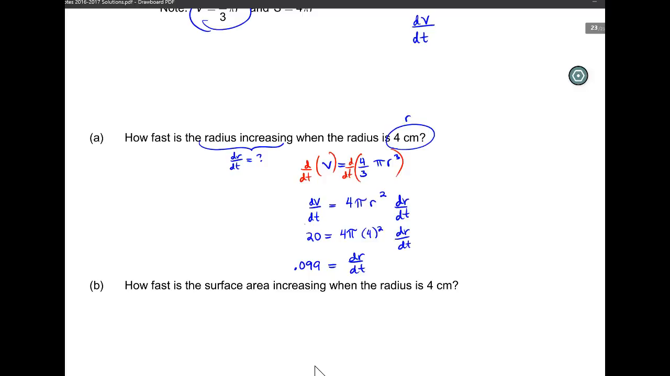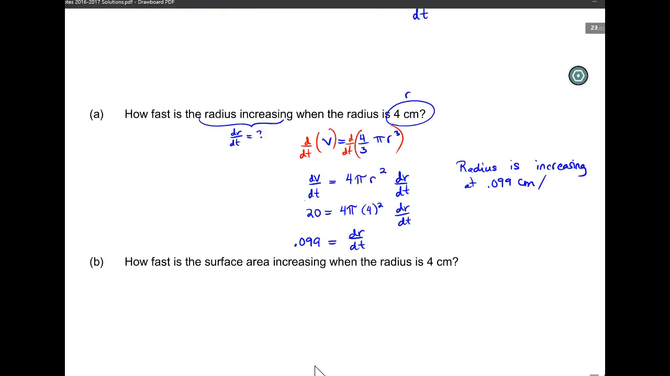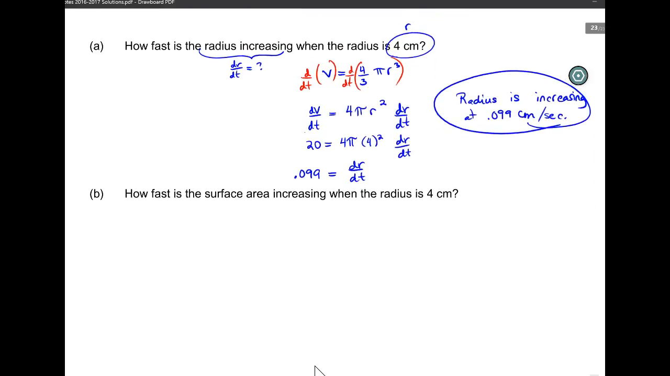So how fast is the radius increasing? The radius is increasing at 0.099 centimeters per second. All right, how fast is the surface area increasing when the radius is 4 centimeters? So how fast is the surface area increasing? That's a dS dt. So now we're going to work with the surface area formula, which is S equals 4 pi r squared.